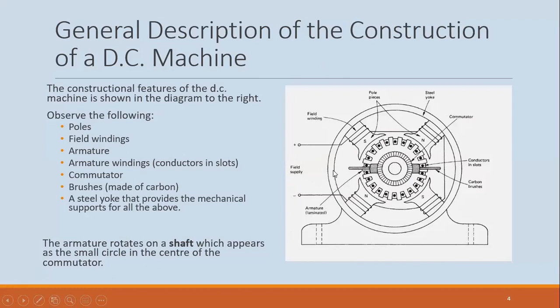All right, and then we spoke about the yoke before, and we said that it provides support. Now, there's also a shaft here, and this circle here in the middle is representing the shaft. So the shaft would rotate, and with it, the armature conductors and the commutator.